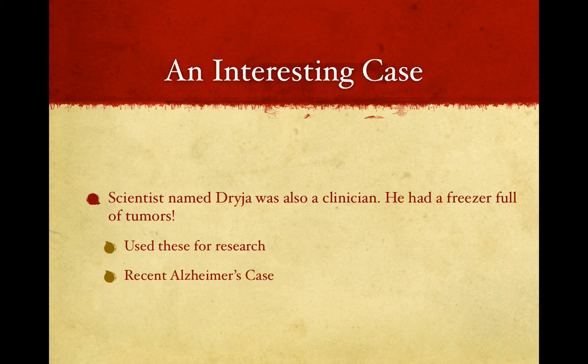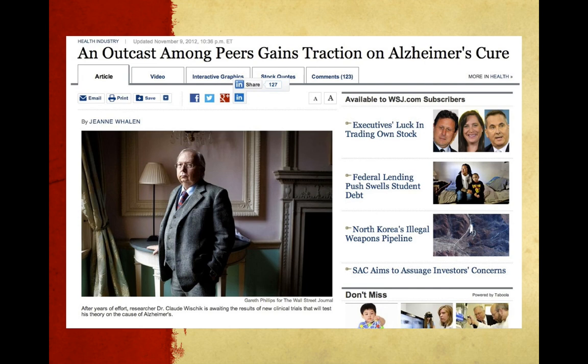Now, this led to a really interesting case with oncogenes. There was a scientist named Dr. Dreyer, who was also a clinician, and he had a freezer full of tumors, and that's why he was able to jumpstart into this research much earlier than everyone else. And this reminds me of an article I read in the Wall Street Journal a couple weeks ago. This was November 9th, I believe. So this was a couple weeks ago since the time of this video.